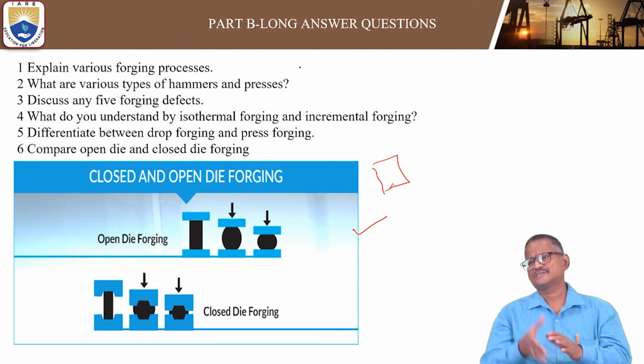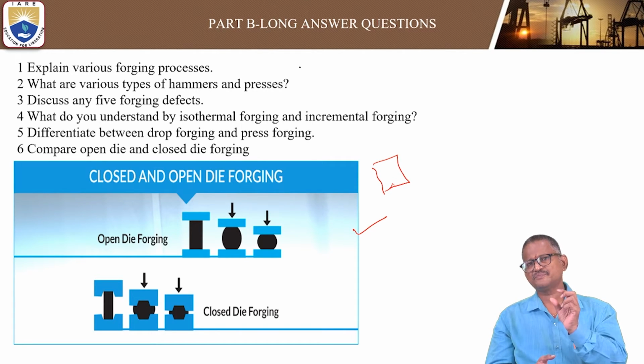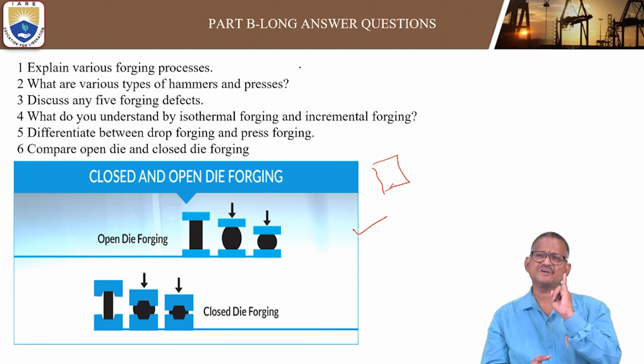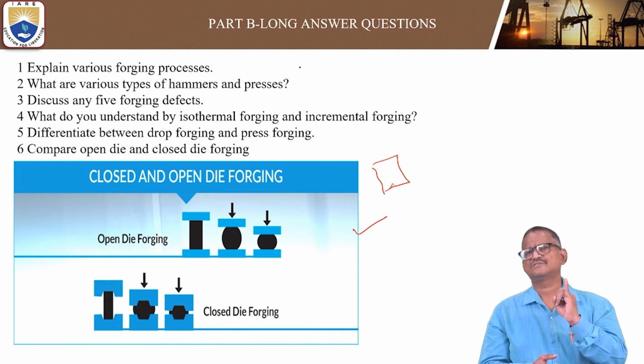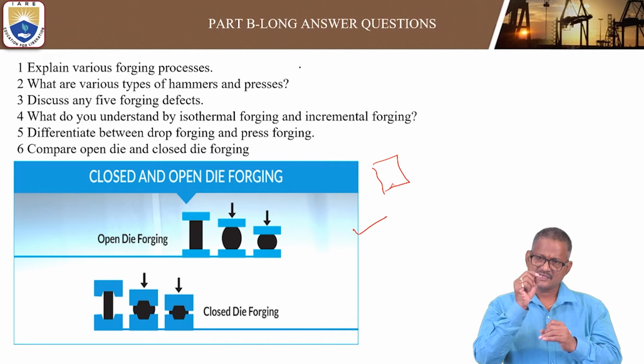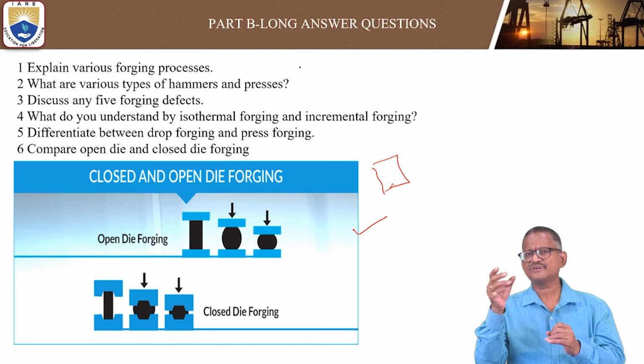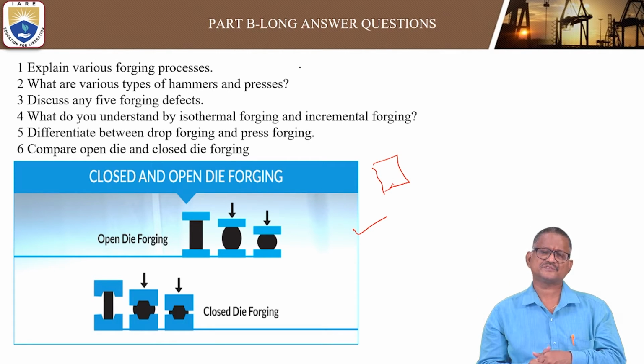Similarly, press forging means effective dimensional accuracy can be easily obtained. You can write about the different capacities of presses. If you use press forging, the surface finish will be of very high quality. For some components where we must maintain a tolerance level of 0.001 to 0.005, you can go for the press forging process. Like that, you can explain clearly about drop and press forging.